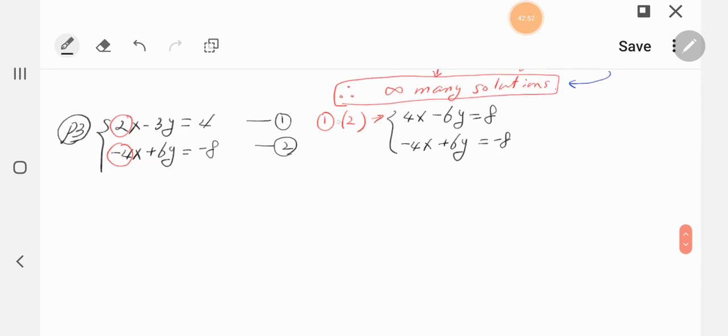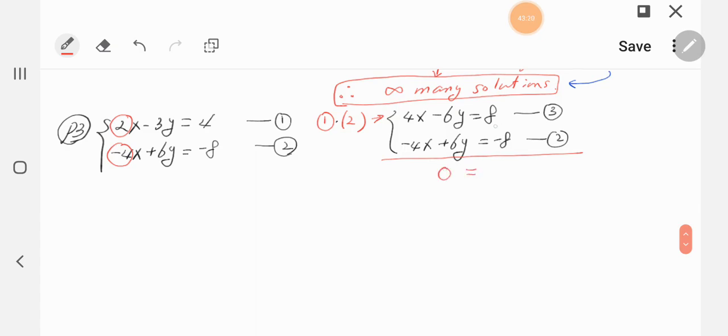So we just multiply the first equation by 2, and we have the new equation 3. Since the coefficients of x are opposites, we can cancel out. Look at this, x cancels out and becomes 0, and the coefficients of y are 6 and negative 6, so y also cancels out, giving 0 on the left-hand side.